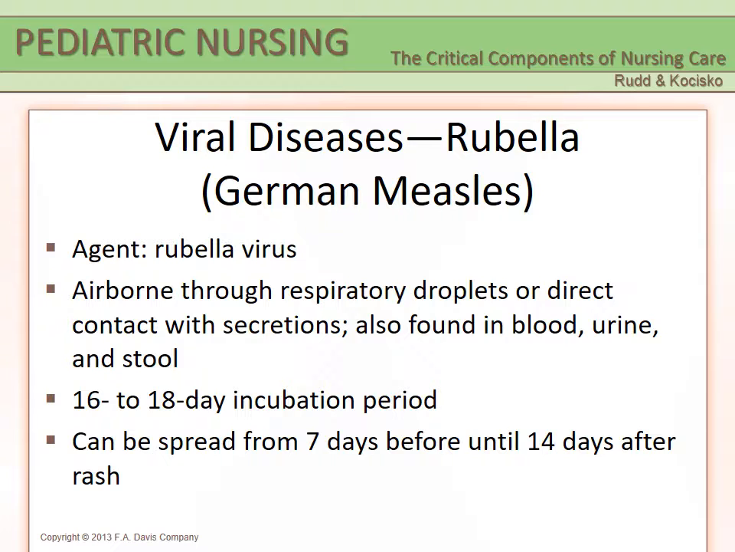Incubation period is about 16 to 18 days, and it can be spread from a week before the rash until 14 days after the rash appears. And the rash itself will typically start on the face. It's a very fine red or pink rash, and then it will start to spread downward on the body. It will last about 3 days and will disappear in the same order it appeared. So if it starts on the face, it'll disappear on the face first.